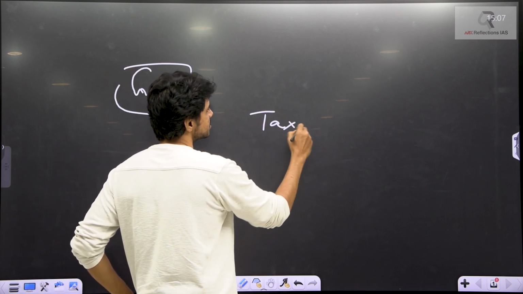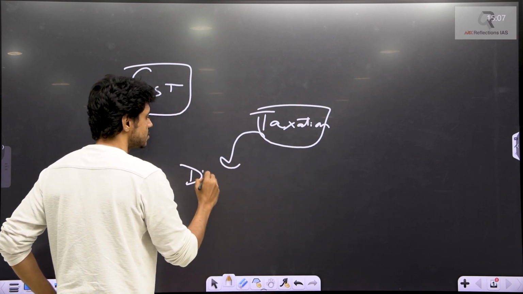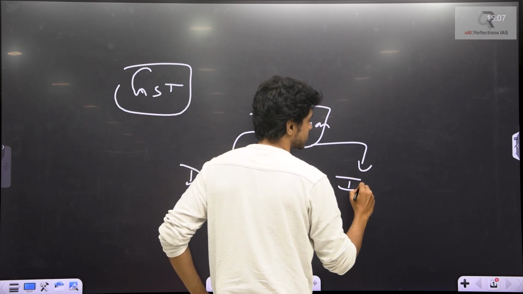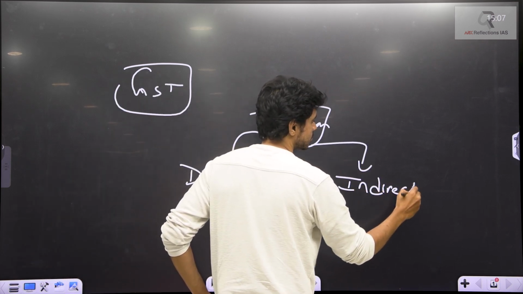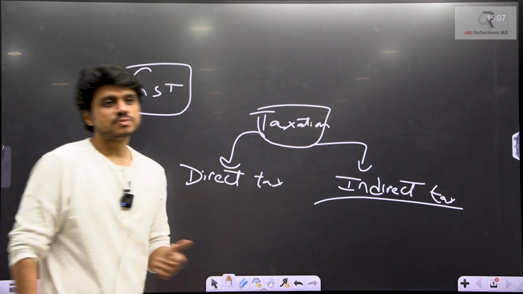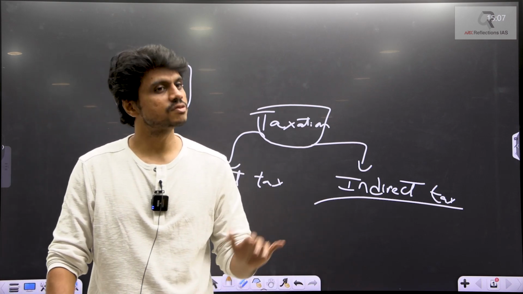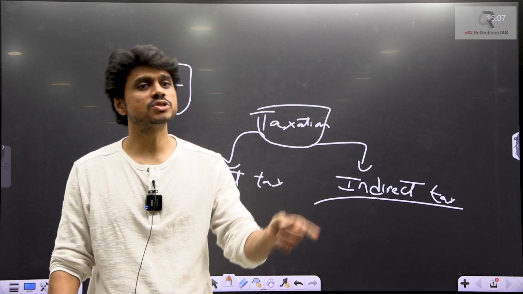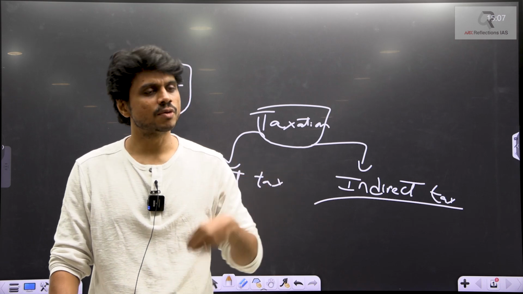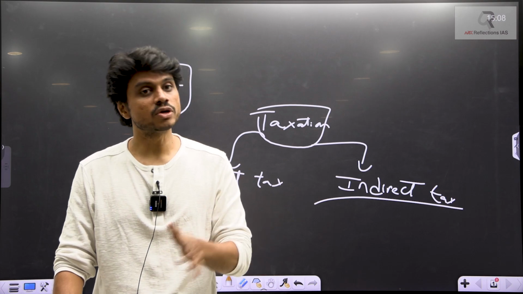See, you have taxation like this. In taxation, you have direct tax and indirect tax. Direct tax means if I have imposed a tax on you, you cannot shift the burden. The same person will be paying the tax. Suppose I am imposing a tax on your income, whatever income you are getting, your personal income or a corporate income. You are paying tax on this, so you cannot shift the burden.